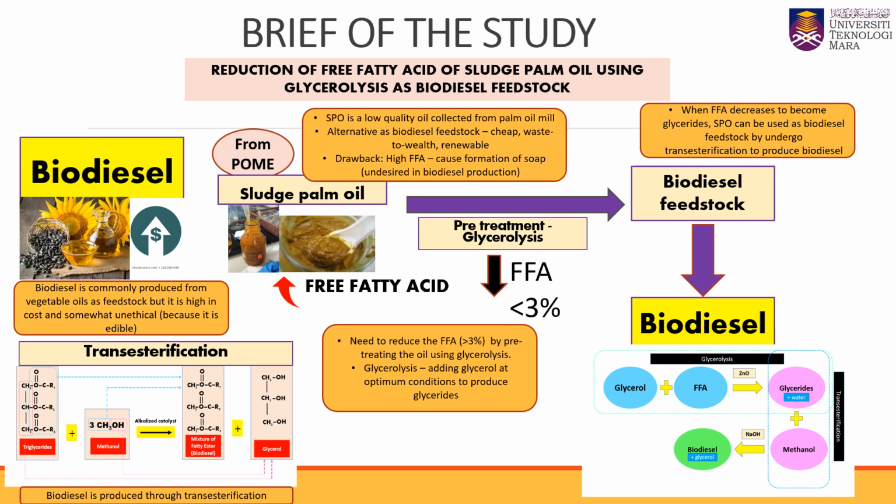So this is how glycolysis is undergone. We add glycerol to mix with the free fatty acid inside the oil, and with the help of zinc oxide as the catalyst, it will produce glyceride. Then from here we do transesterification by adding methanol to produce the biodiesel. Glycerol is actually the byproduct of biodiesel production.